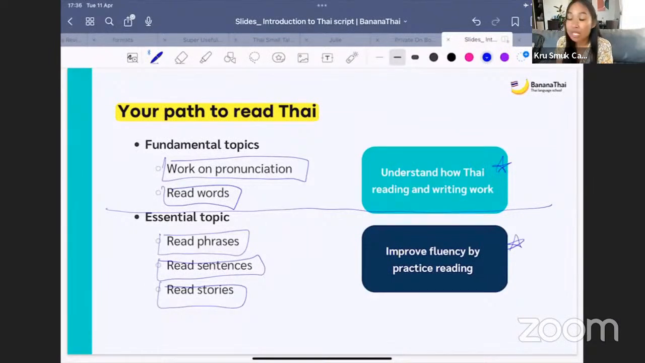Don't get too frustrated. If you say, oh, it takes 5 minutes for me to read a short word, everybody starts from that. If you manage it, it's fine. You just have to read that word, let's say, 20 more times until it becomes easy for you. You know what I mean? So first, understand, then improve your fluency.